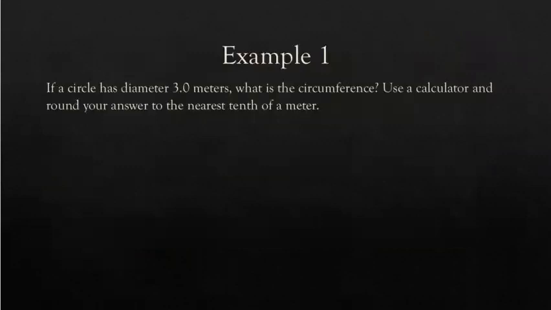Example 1. If a circle has a diameter of 3 meters, what is the circumference? We can use a calculator and round our answer to the nearest tenth of a meter. So we start off with knowing that the diameter, or D, is equal to 3.0 meters. What is our formula for circumference? It's pi times D. If we plug in D as 3, that would be 3 pi. I just switched the order right here, but D was 3, or 3.0, times pi.